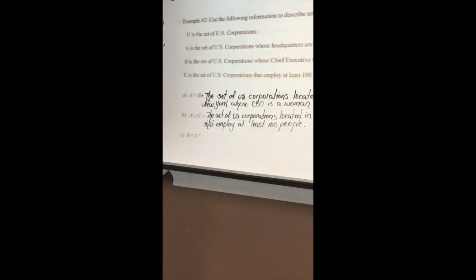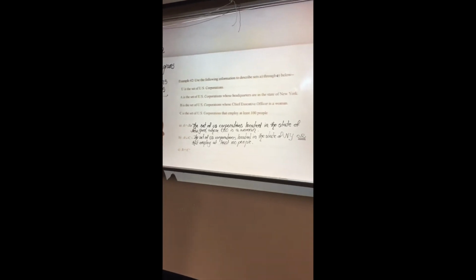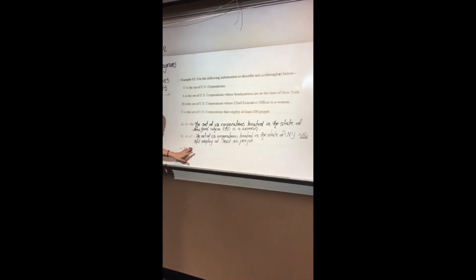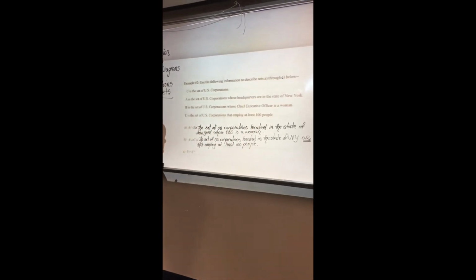B is the set of U.S. corporations whose chief executive officer is a woman, and C is the set of U.S. corporations that employ at least 100 people. So what does that mean? C complement would be the set of U.S. corporations that employ less than 100 people. Because at least 100 people means 100 people or more, the complement of that is the set of U.S. corporations that employ less than 100 people.